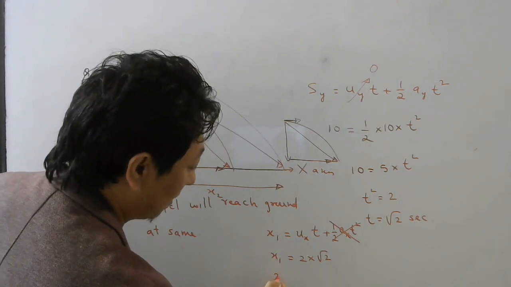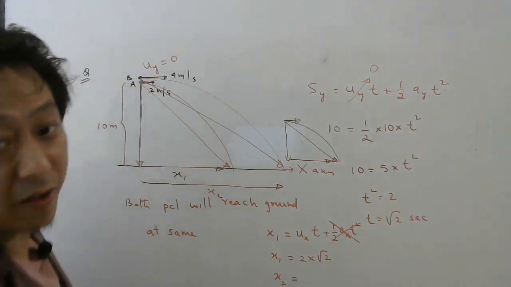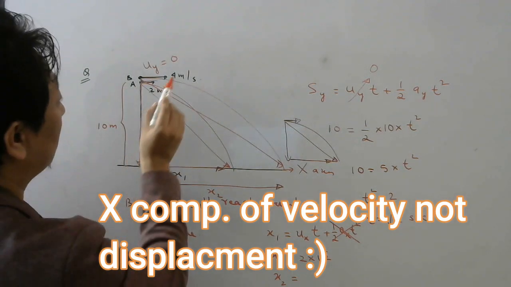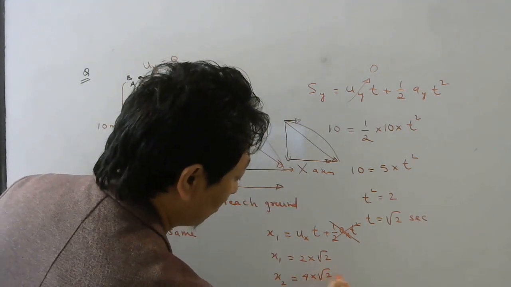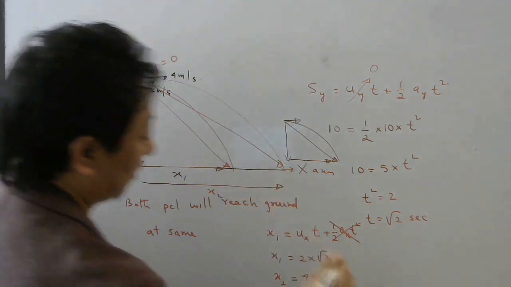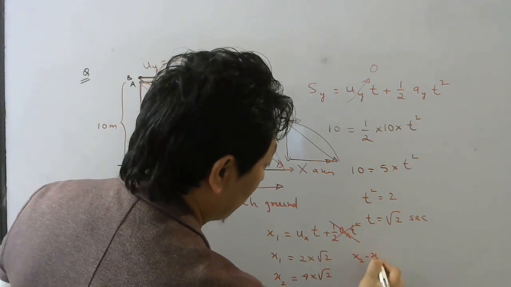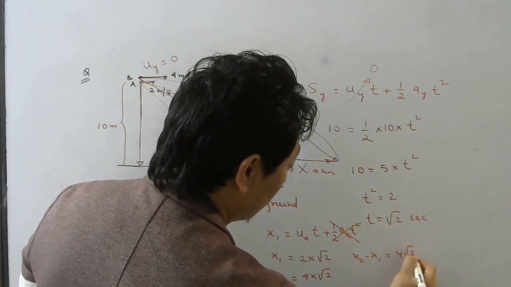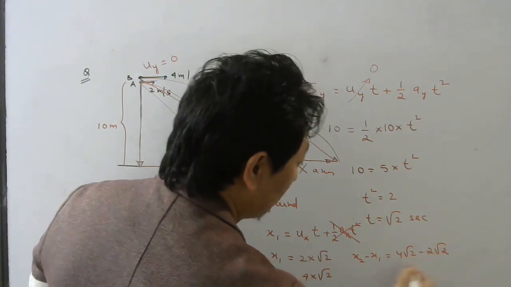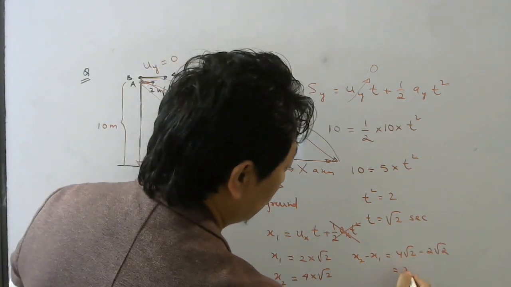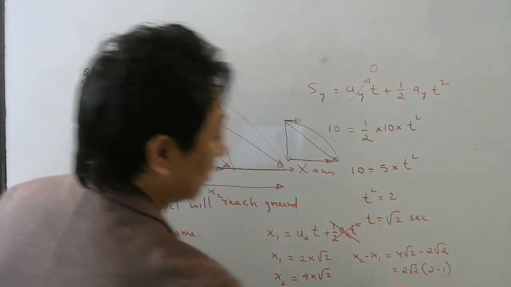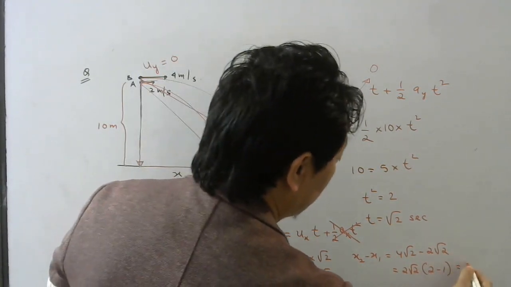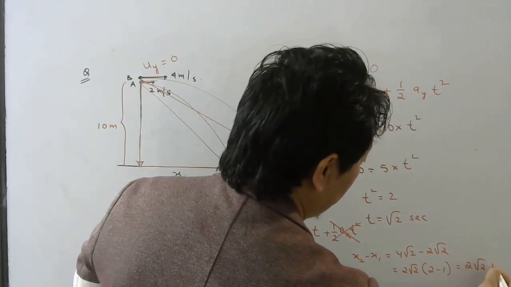And for the second particle, what was the x component of initial velocity? 4 meter per second. So 4 into t is 4 root 2. So if they ask you this gap, x2 minus x1, that will be equal to 4 root 2 minus 2 root 2. If you take 2 root 2 common, you will get 2 minus 1, and 2 minus 1 is 1. So the answer is 2 root 2 meters.